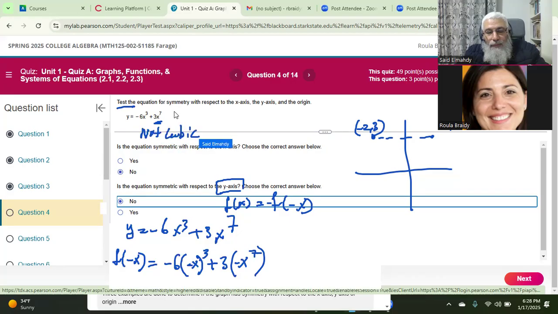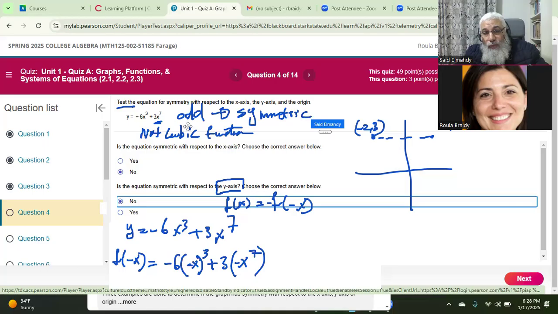Okay. I was wondering, I thought maybe it's one of these rules in math. This is an odd function. Odd function means it is symmetric with respect to the origin.